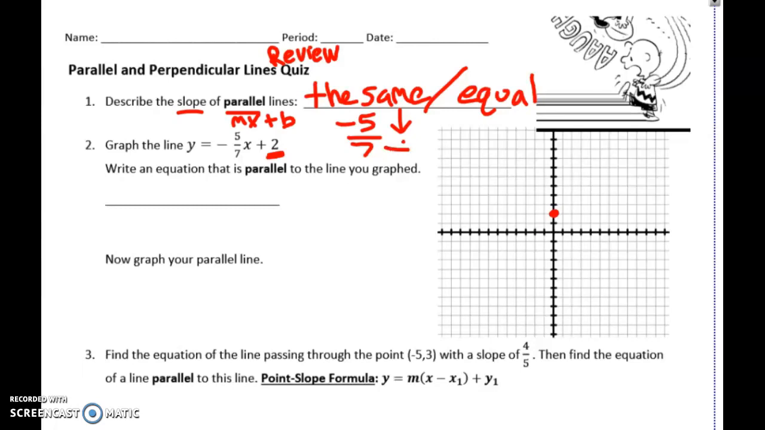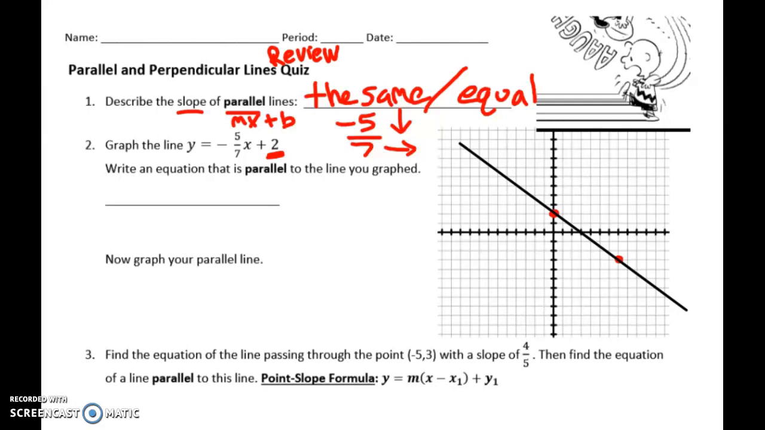And then running 7, we always run to the right, like we're reading left to right. So down 5, 1, 2, 3, 4, 5. Run 7, 1, 2, 3, 4, 5, 6, 7. And once I have those, I can draw a straight line through it, as straight as you can. You can use the straight edge of the protractor.